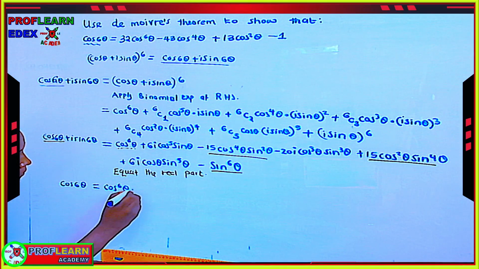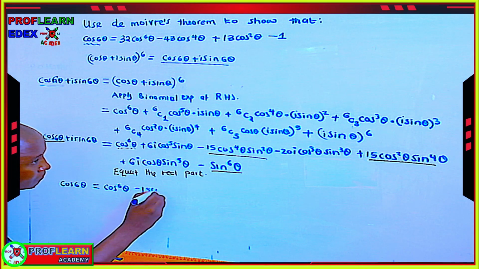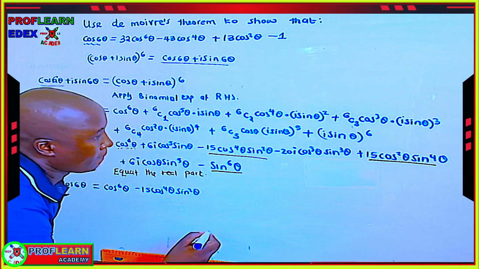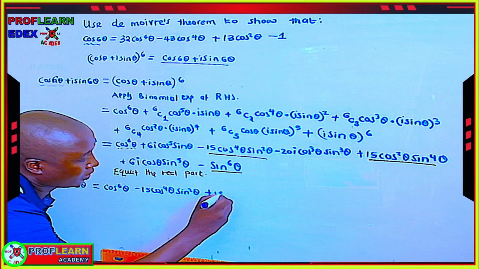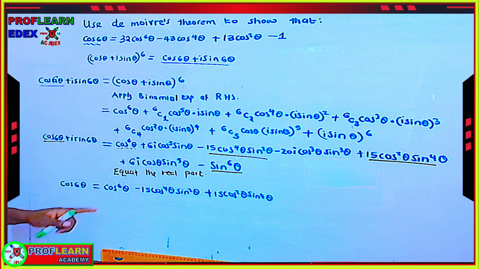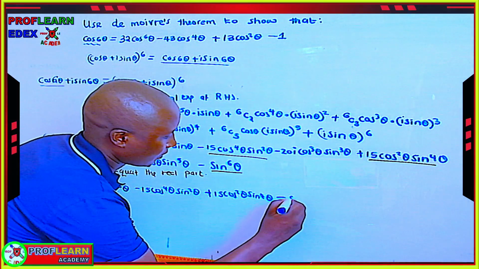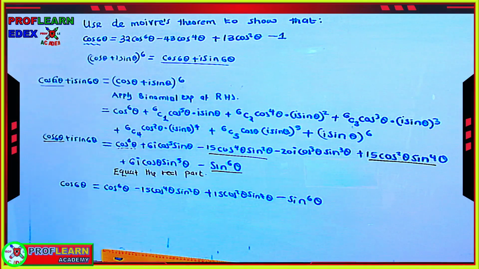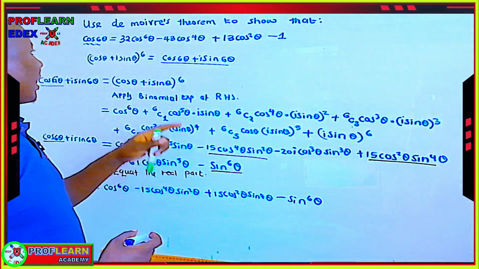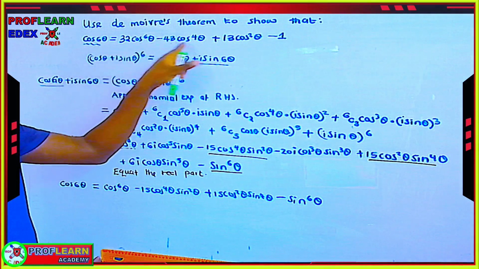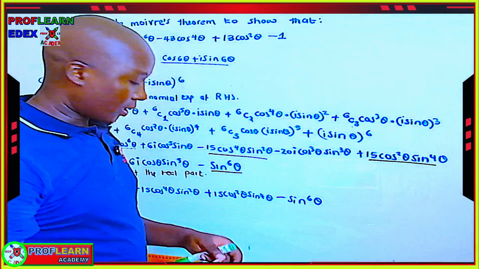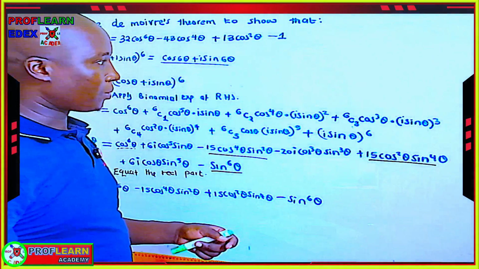In that case we're going to have cos power 6 theta minus 15 cos power 4 theta sine square theta, then plus 15 cos square theta sine power 4 theta, and lastly minus sine power 6 theta. Now we are almost home and dry. Something we need to realize in this equation that we were supposed to show is that we don't have a sine there, so anywhere we have sine, we're going to replace it with something else.